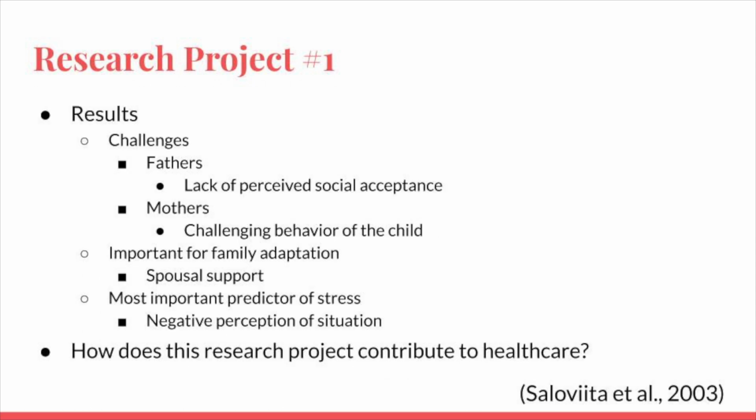The results showed the differences and similarities of how fathers and mothers perceived stress and coped with the situation. Fathers found the most challenging aspect of caring for a child with ID was the lack of perceived social acceptance. Mothers, on the other hand, found the challenging behavior of the child to be the most challenging aspect. Spousal support was also important for family adaptation for both parents, and the most important predictor of parental stress was the negative perception of the situation.